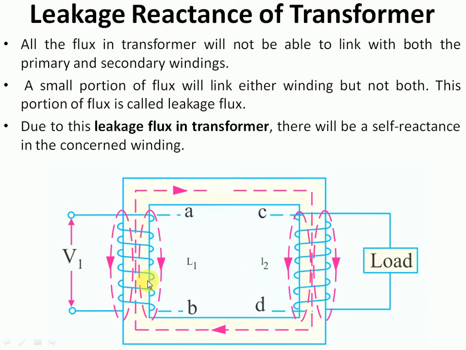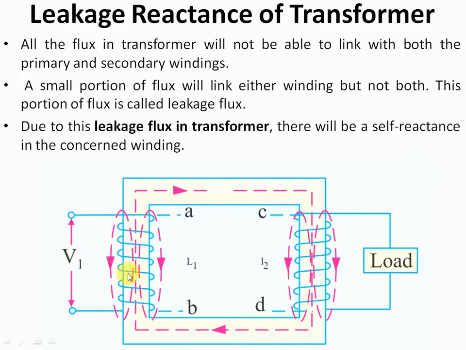According to Lenz's law, the direction of induced EMF is such as to oppose the cause that produces it. If you try applying it here, you will be able to see that the EMF which is getting induced in both these windings due to the leakage flux will be opposing the ultimate cause of this leakage flux, which is actually the supply voltage.